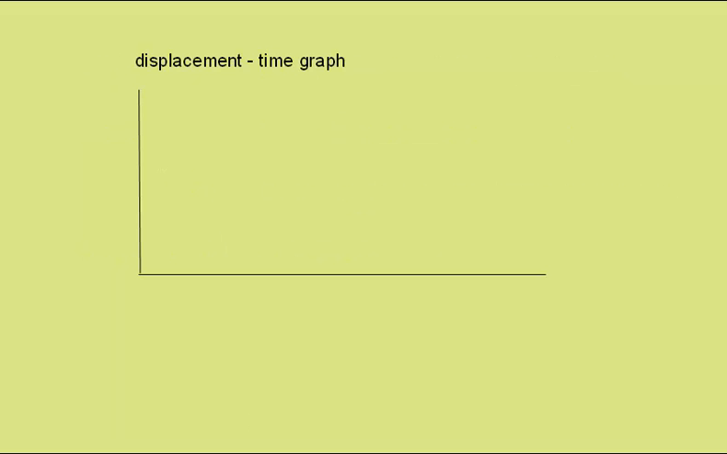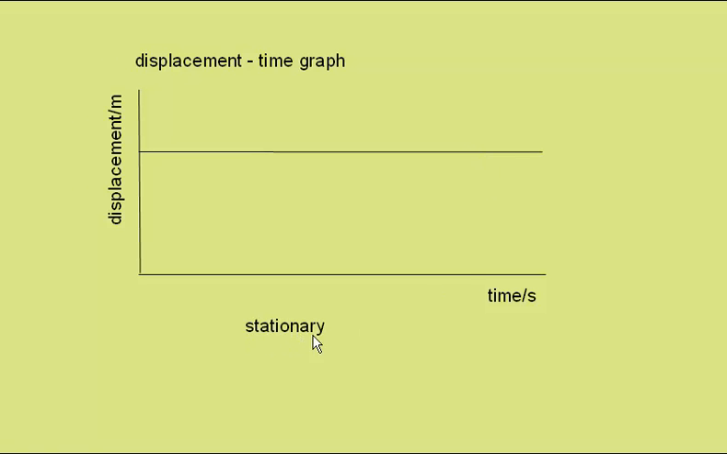Now let's look at a displacement against time graph. The first quantity stated, displacement, goes on the y-axis and we must give the units, in this case meters. The second quantity goes on the x-axis, again with units. This simple journey here just shows us that at this time we had this displacement. At this time we had the same displacement here, and so on. So with this object the displacement is not changing with time and the object is stationary.